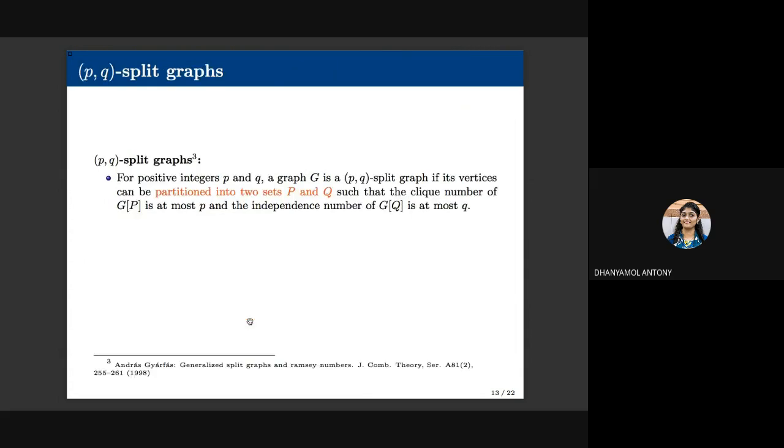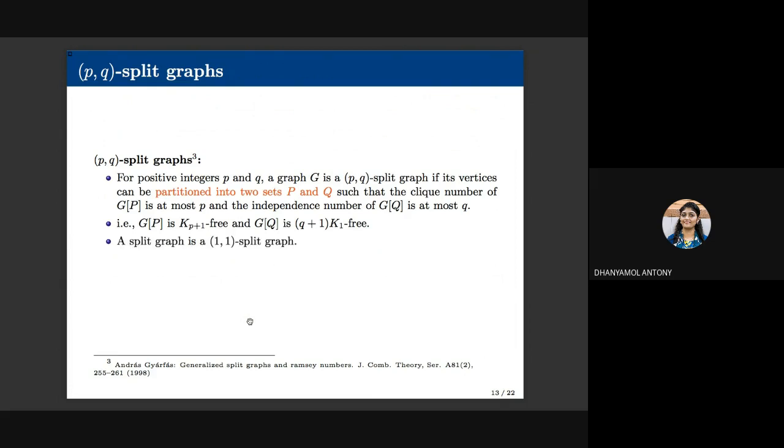Now consider PQ split graphs. For positive integers P and Q, a graph G is a PQ split graph if its vertices can be partitioned into two sets P and Q such that the clique number of G[P] is at most P and the independence number of G[Q] is at most Q. That is, G[P] is K(P+1)-free and G[Q] is (Q+1)K1-free, where K(P+1) is a complete graph on P+1 vertices.